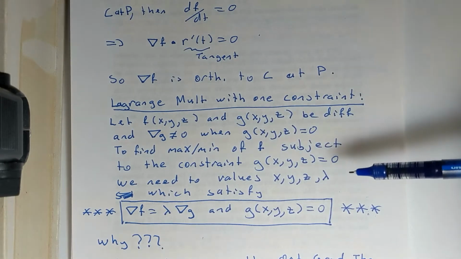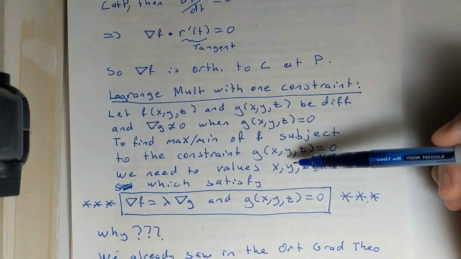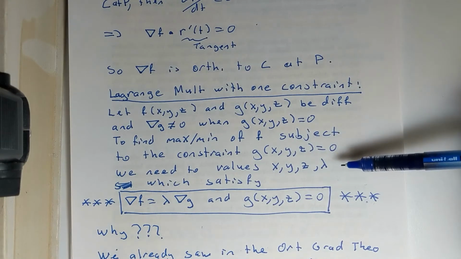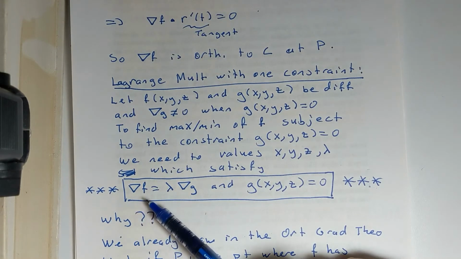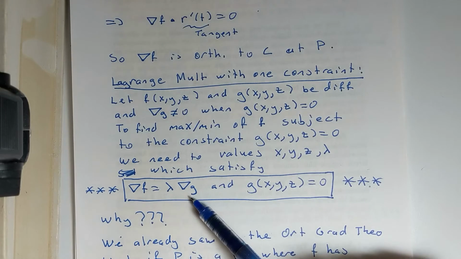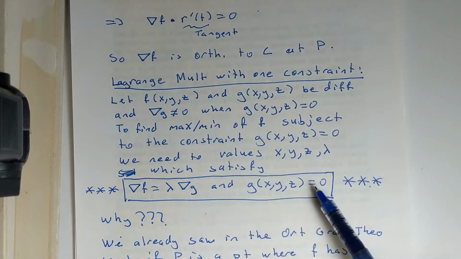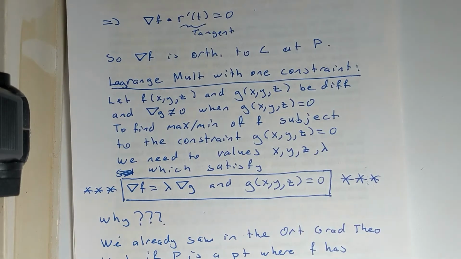To find the maximum or minimum of f subject to the constraint g(x,y,z) equals 0, we need to find values x, y, z, and lambda such that, here is the Lagrange multipliers bit, the gradient of f is equal to lambda times the gradient of g, and g(x,y,z) equals 0, because that's our constraint. So this formula you've got to memorize.